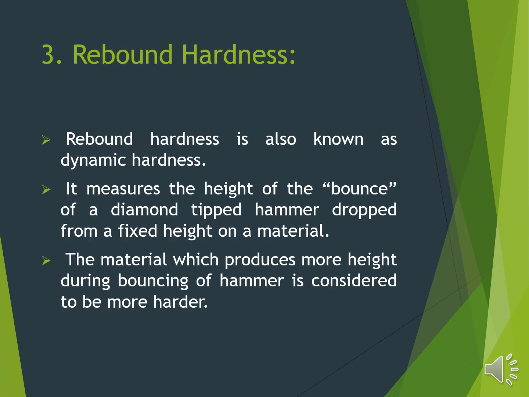Now let us know about the third kind of hardness, that is the rebound hardness. Rebound hardness is also known as dynamic hardness. Now, what does it measure? It measures the height of the bounce of a diamond-tipped hammer dropped from a fixed height on a material. You know that when a material falls sharply on another material, they bounce back. The material which produces more height during bouncing of the hammer is considered to be harder.